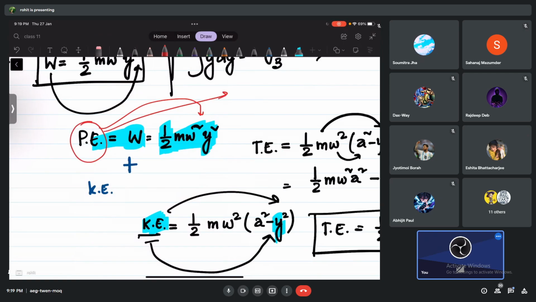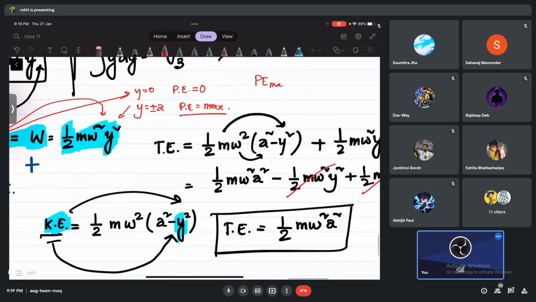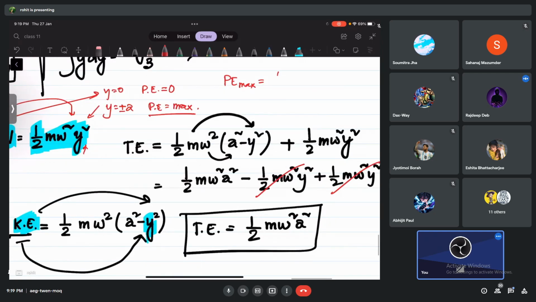You can easily tell me at y equal to 0, what is the potential energy from this formula? Zero. And at y equal to plus a or minus a, what kind of potential energy do you get? Maximum. You can even tell me the value of maximum potential energy. Put y equal to a, right? So I get half m omega square a square. This is the maximum value of potential energy.